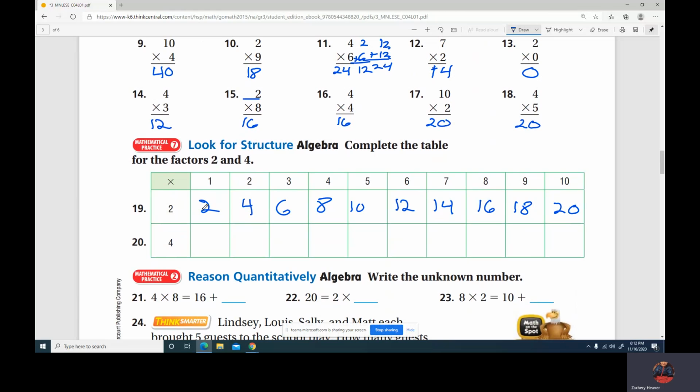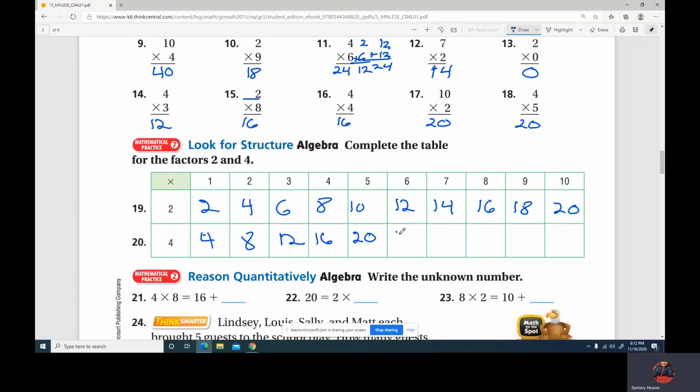Now 4 is just like 2's. We're just doubling it. So 2 plus 2 is 4. 4 times 1 is 4. 4 times 2 or 4 plus 4 is 8. What's 6 plus 6? 12. 8 plus 8, 16. 10 plus 10, 20. And that tells you 4 times 5 also is 20. 4 times 4 is 16. So we have 4, 8, 12, 16, 20.